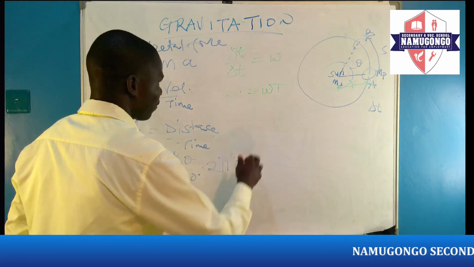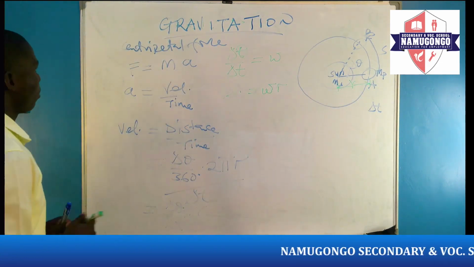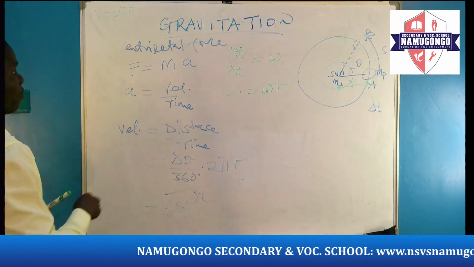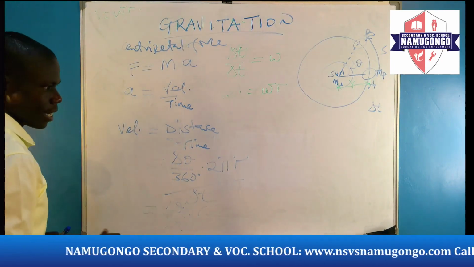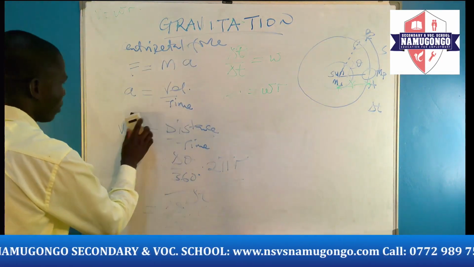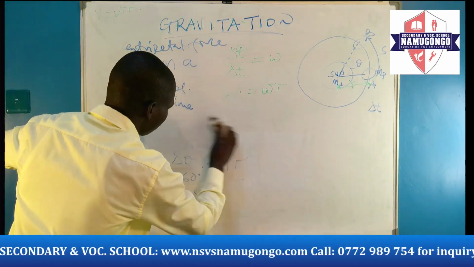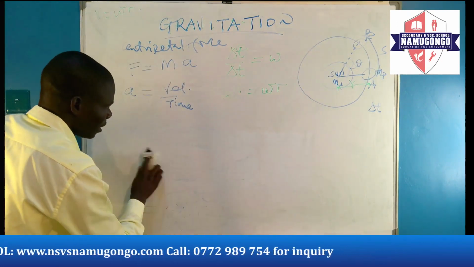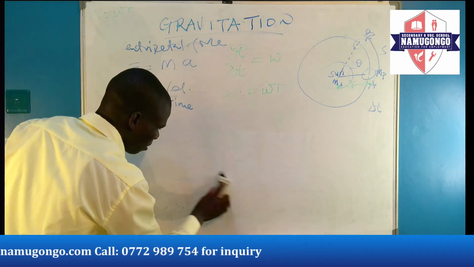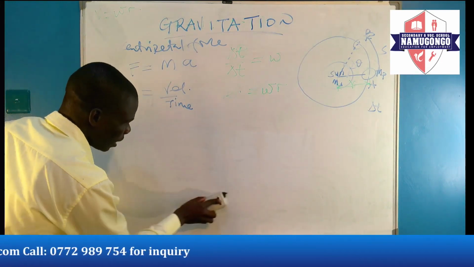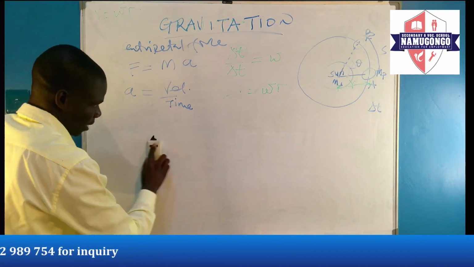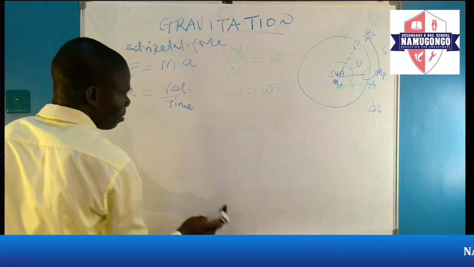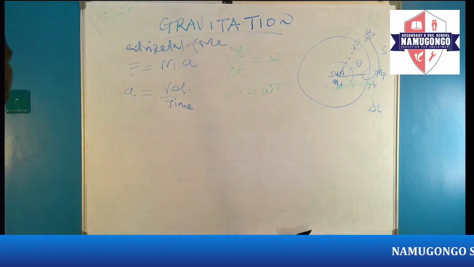Okay. After knowing the expression for velocity, V equals omega r, we can therefore get the centripetal acceleration. Centripetal acceleration can be defined as the rate of change of velocity with time for a body moving in a circular path.